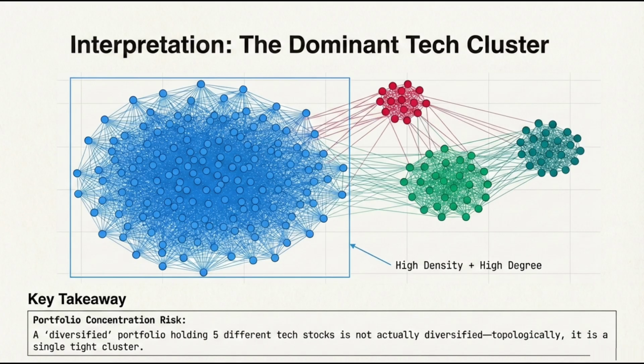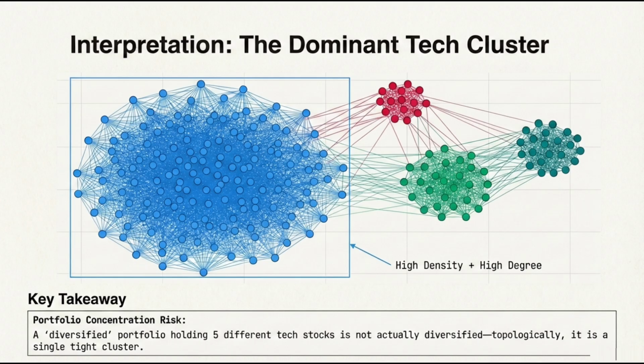This slide offers a concrete interpretation of the network by highlighting the dominant technology cluster. On the left, the large blue cluster is boxed off visually, and the annotation points to high density plus high degree. That means this part of the graph is not only large, but internally very tightly connected. The key takeaway at the bottom is extremely important for finance. A portfolio that holds 5 different tech stocks may look diversified in a conventional list of holdings, but topologically, it is not very diversified if those assets all live inside the same dense cluster.